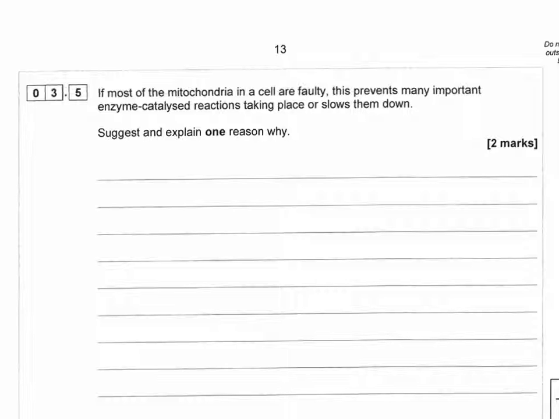So there's another classic example where people are just writing what they know but not explaining it, not applying the knowledge. So if you've got faulty mitochondria, what's going to happen straight away? You should be saying there's less ATP or not enough ATP is produced. Then you need to think about how ATP might be important for enzyme catalyzed reactions.